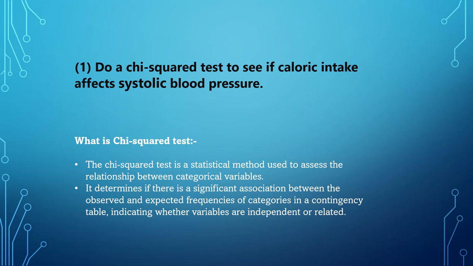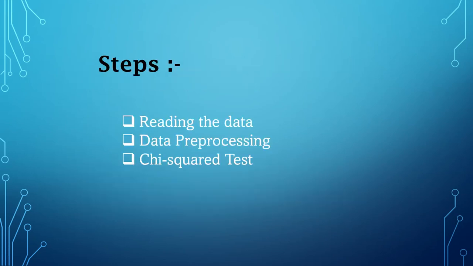pressure. So first let us know what a chi-square test is, to just have a brief idea of it. The chi-square test is a statistical method used to assess the relationship between categorical variables. It determines if there is a significant association between observed and expected frequencies of categories in a contingency table, indicating whether variables are independent or related. There are three main steps in completing the first part of the question: reading the data, pre-processing, and performing the chi-square test.